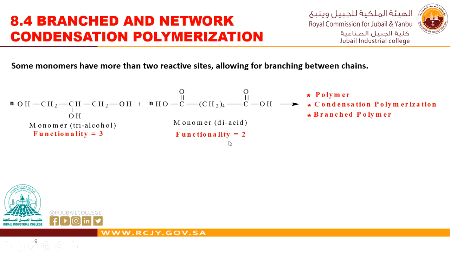This will definitely give us a polymer because, as we said, for polymerization, functionality must be greater than or equal to 2. This is more than 2, and this is equal to 2. So this is going to give a polymer. So if you have 3 plus 2, you end up with a polymer. It is condensation polymerization, but it's going to give what? A branched polymer. If you have 2 plus 2, you end up with what? Linear polymer.